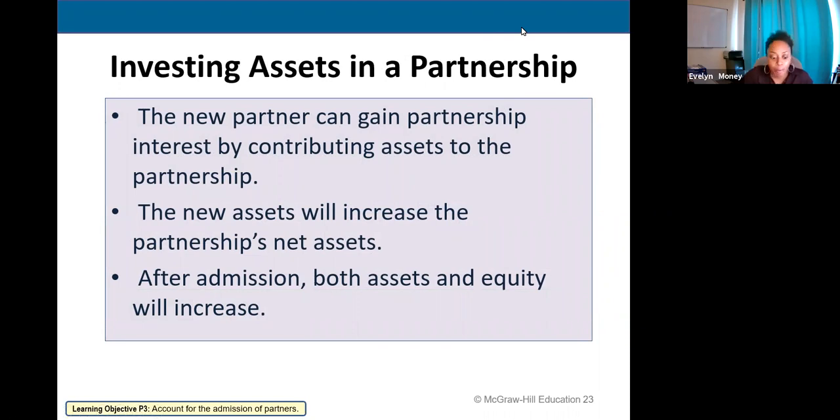Now, that's what happens when a partner comes into the partnership by purchasing an interest from one of the old partners. But if a partner comes in by bringing in assets, then of course the journal entry is going to look different because both assets and equity will increase. Both sides of the accounting equation are impacted, whereas in the previous one, only the equity section was impacted and it canceled each other out.